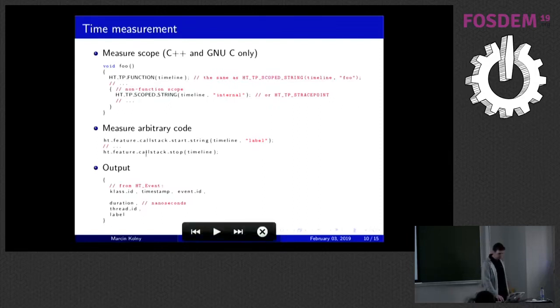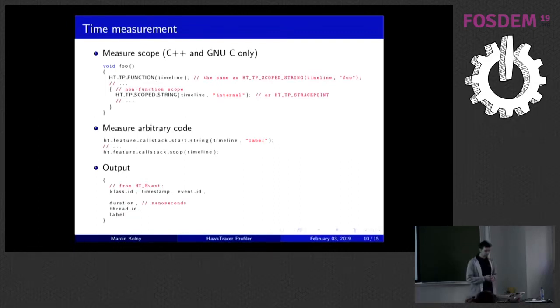So in that case, the HTTP function macro sets the function name as a label. If you want to trace a custom scope, you can do that. It's just another macro, and you also need to add a custom label for that. Those macros are only available in C++ and in the GNU C compiler, because C does not have something like a destructor, so we don't have a way to call a callback at the end of the scope.